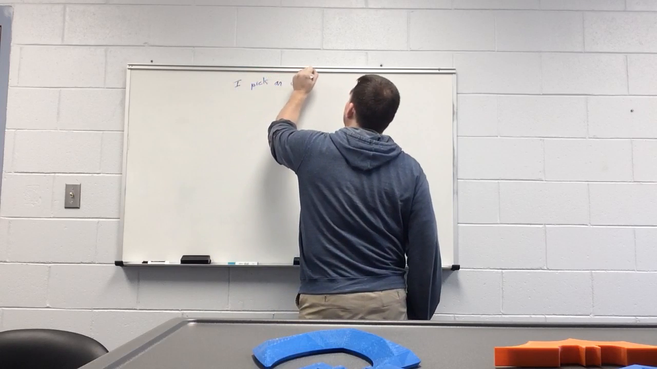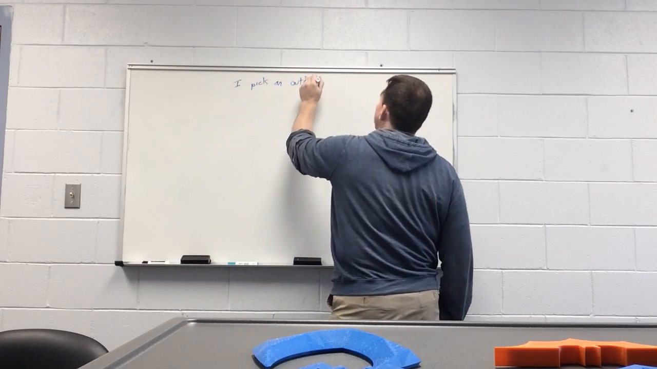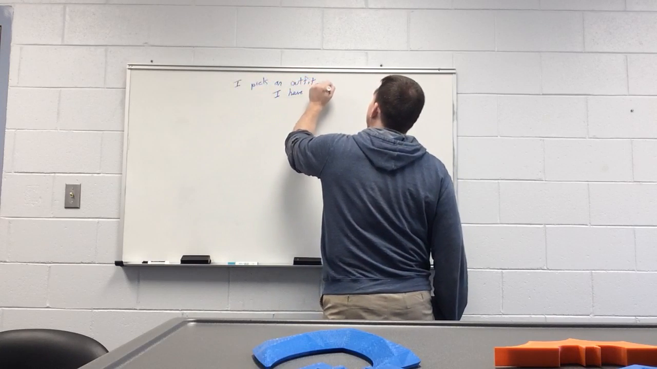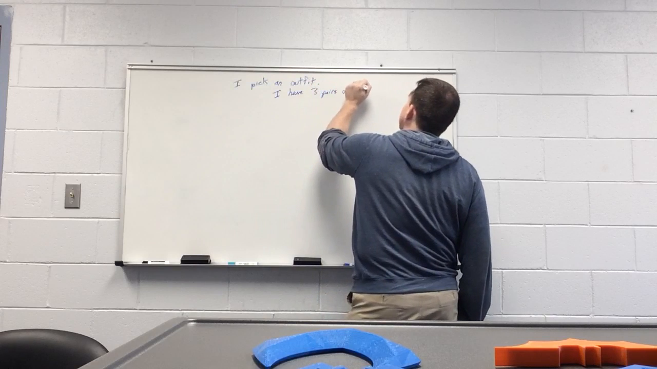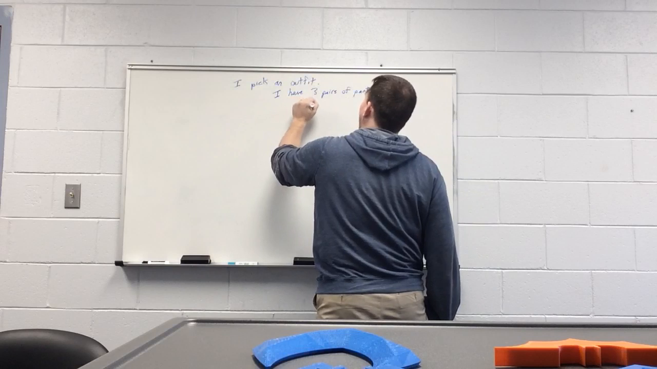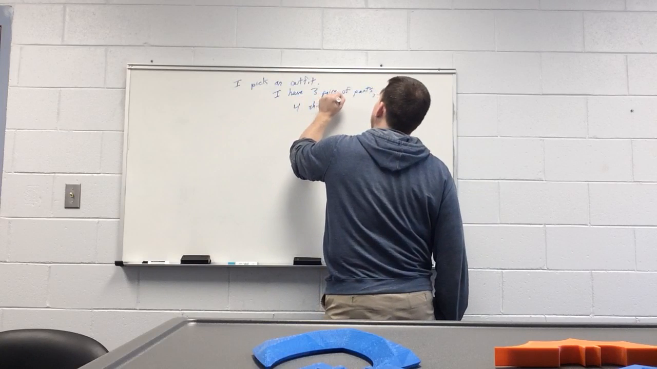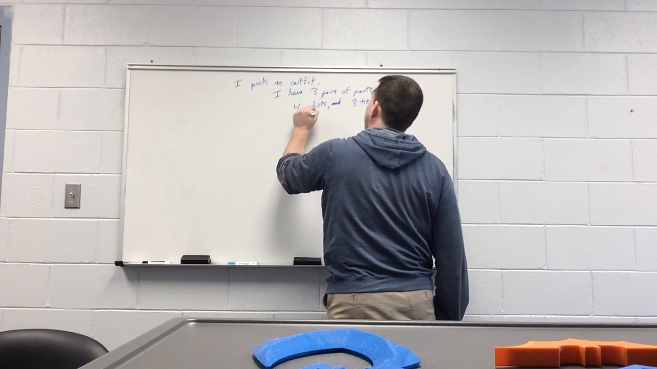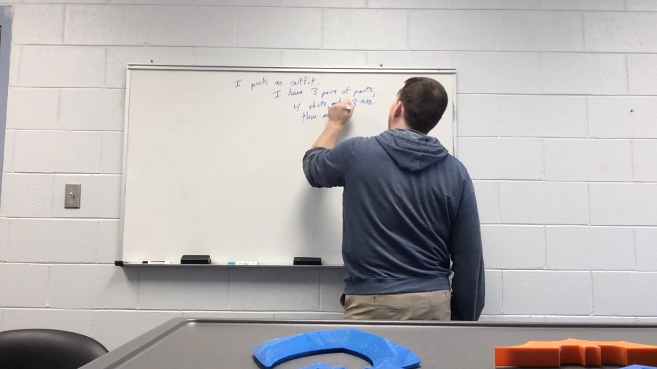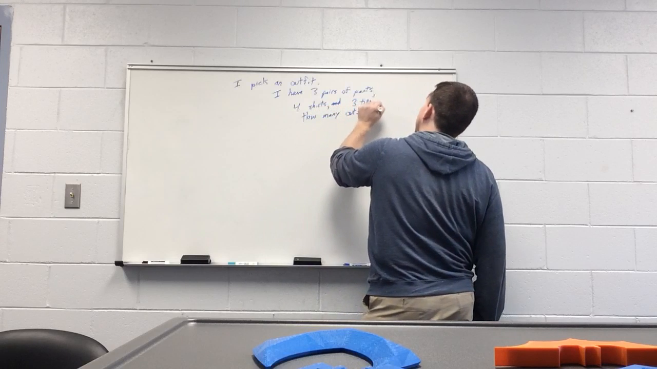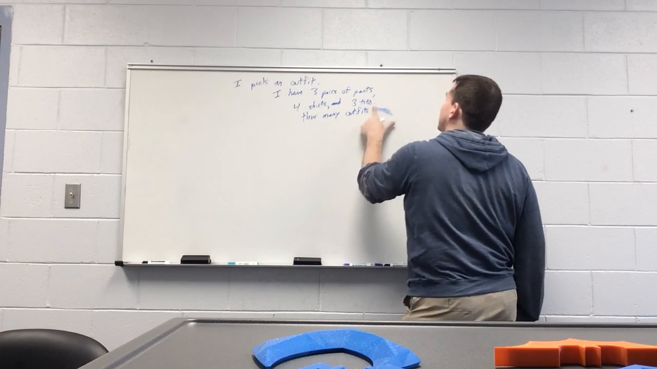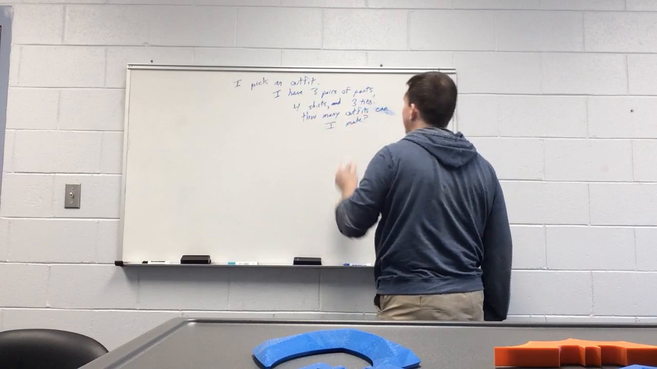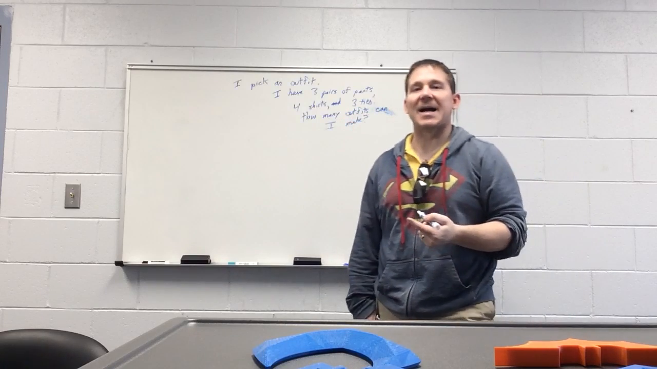I pick an outfit to wear. Believe it or not, I have something other than a Superman hoodie that I actually wear. Okay, pick an outfit. I have 3 pairs of pants, 4 shirts, and 3 ties. How many outfits can I make? And by an outfit, we obviously mean a shirt, a pair of pants, and a tie.